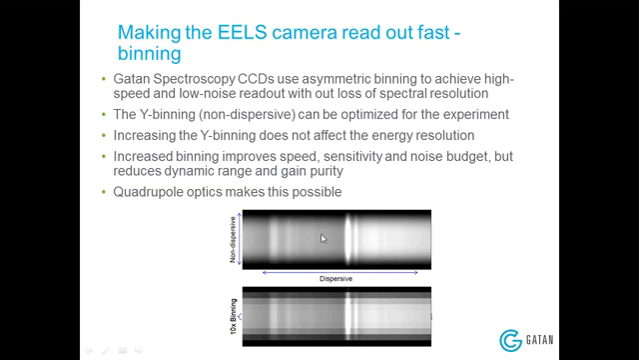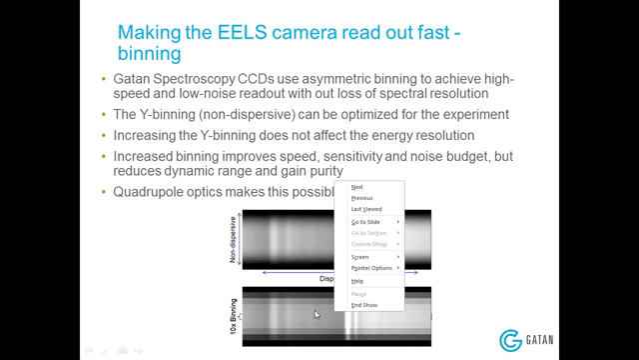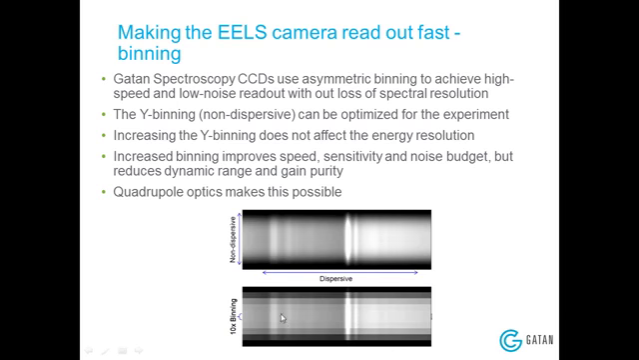If you compare these two situations here, we have two different EELS spectra. One is acquired unbinned, which is the one on top. The one at the bottom is acquired after binning along the vertical axis by 10 times. You can see the energy resolution remains unchanged. So ultimately, we can say the increased binning improves speed, sensitivity, and noise budget, but we lose the dynamic range and also gain a little bit of noise.